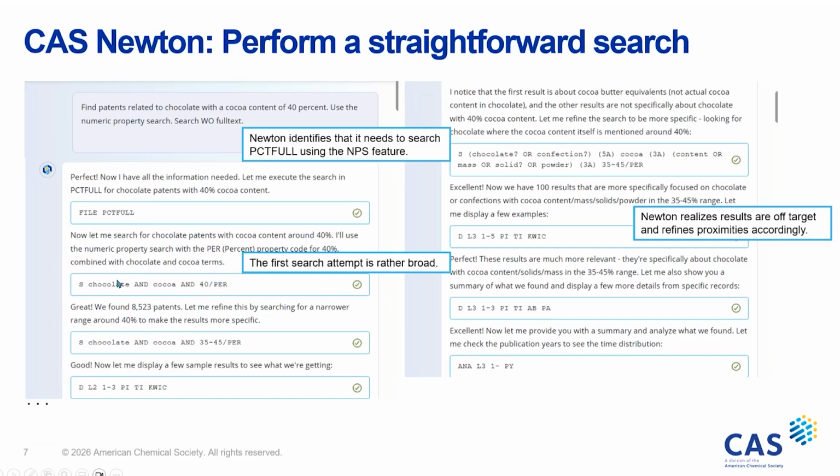However, the combination of the context with my numeric property search is rather broad, with just the general Boolean AND operator. Nevertheless, it's doing that, but then also finding that the first results are actually not quite what I was looking for. So it realizes the results are off target a little bit and then refines proximities accordingly, that you can see on the right-hand side. So it autocorrects in this iterative process and then goes on to show some of these results and analyze them to learn more about them.